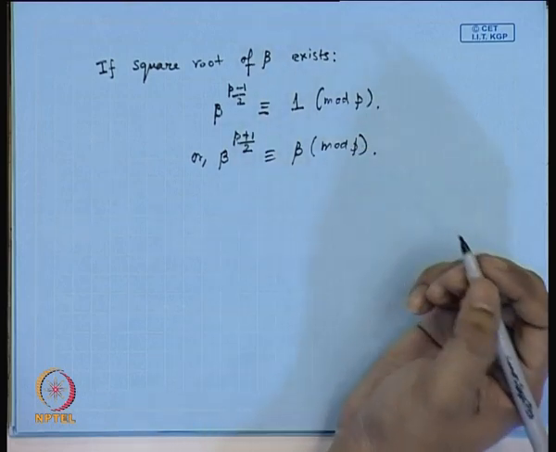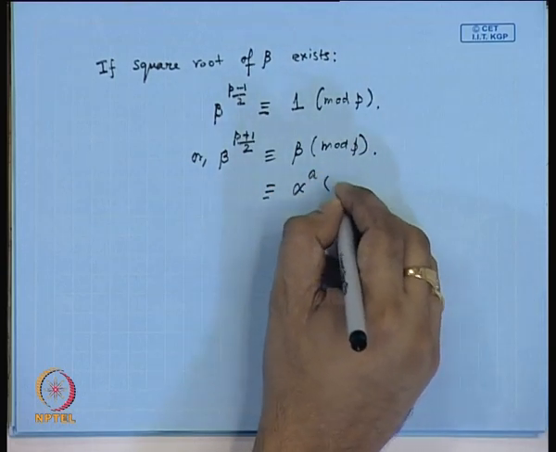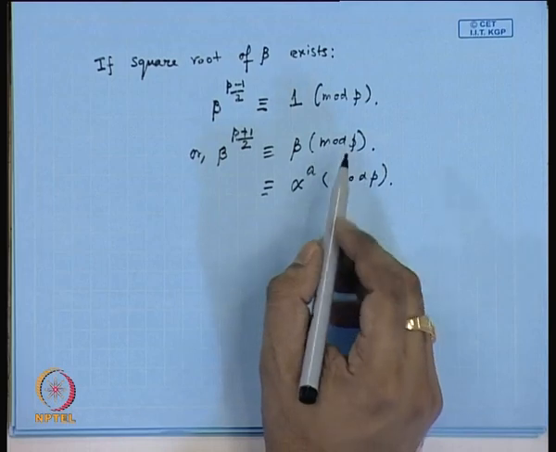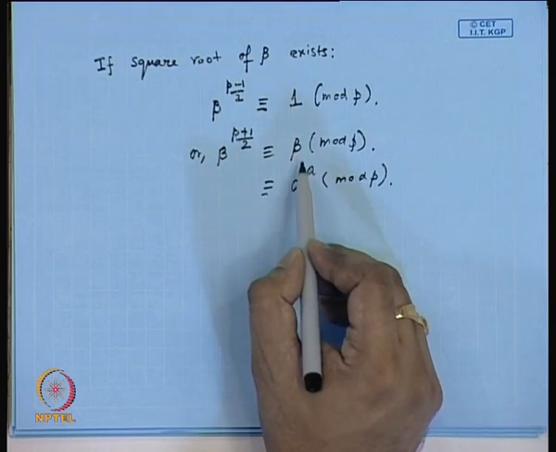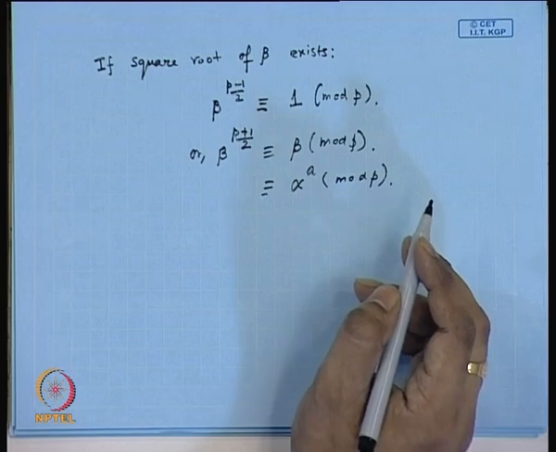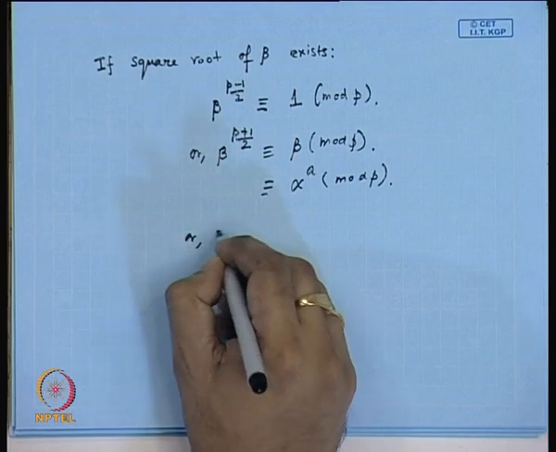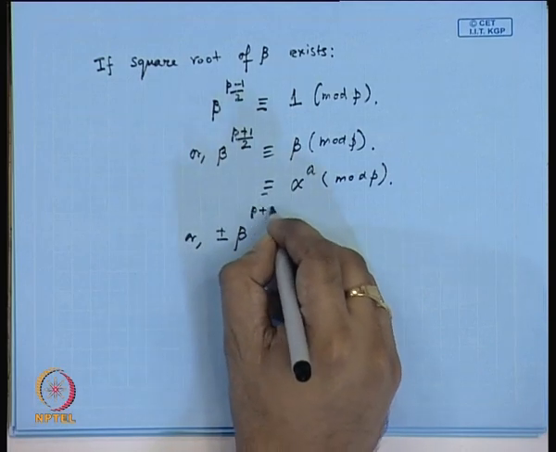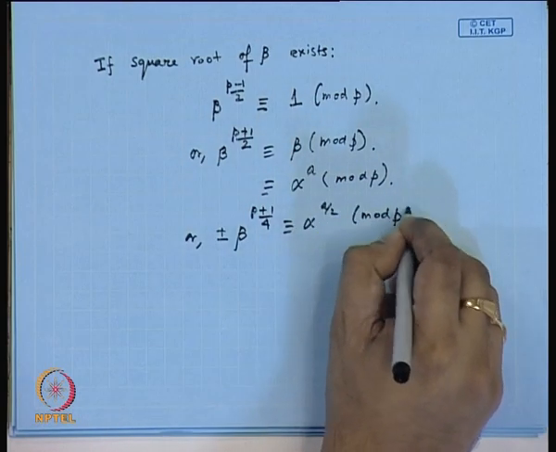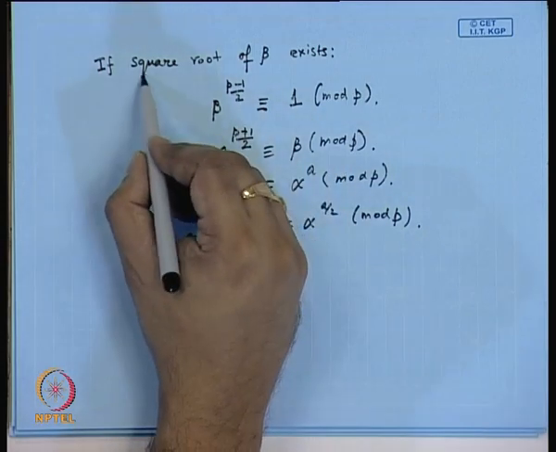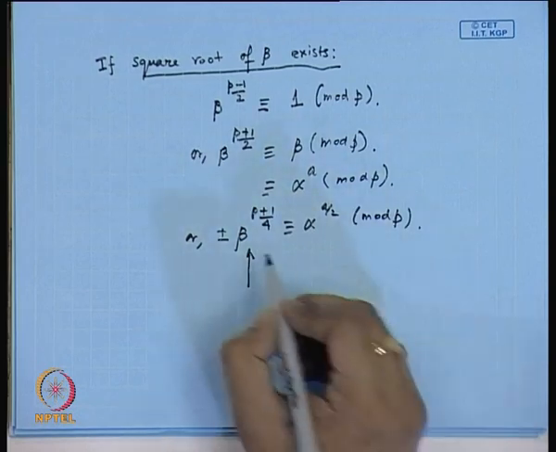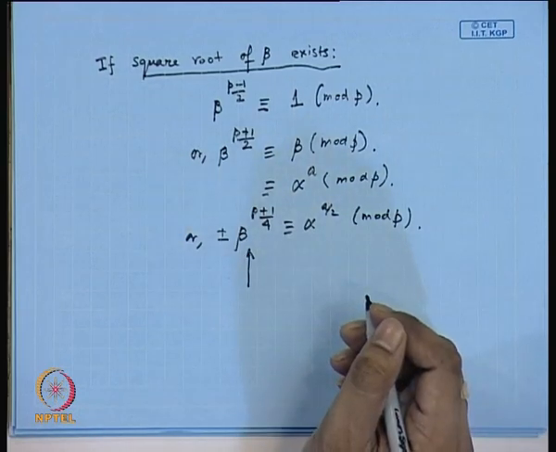Now, what is beta modulo p? We know that beta modulo p is nothing but alpha to the power of a modulo p, right. And beta is a quadratic residue if and only if a is even, which means a by 2 exists and is an integer. So therefore we can say that plus or minus beta to the power of p plus 1 by 4 is congruent to alpha to the power of a by 2 modulo p, right. That means if the square root of beta exists, then the square root can be obtained by computing plus or minus beta to the power of p plus 1 by 4.